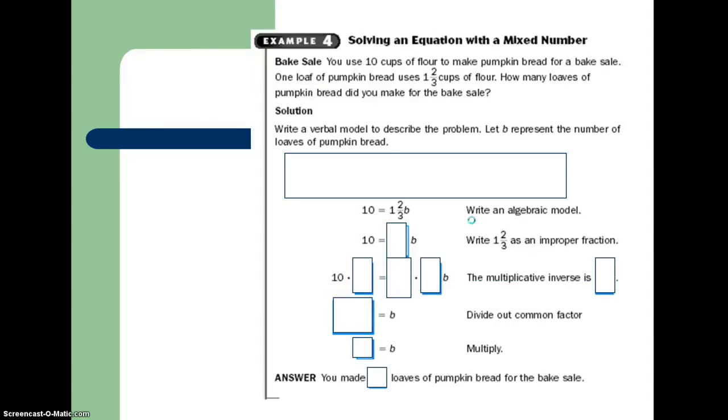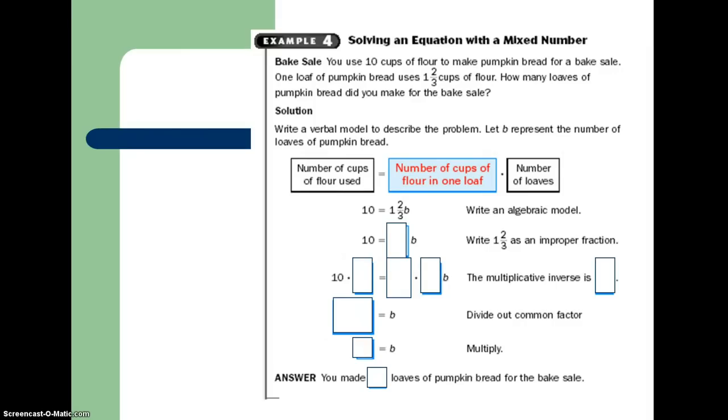A lot of times we use dividing fractions when we talk about baking. Same thing with multiplying fractions. You use 10 cups of flour to make pumpkin bread for a bake sale. 1 loaf of pumpkin bread uses 1 2/3 cup of flour. How many loaves of pumpkin bread did you make for the bake sale?